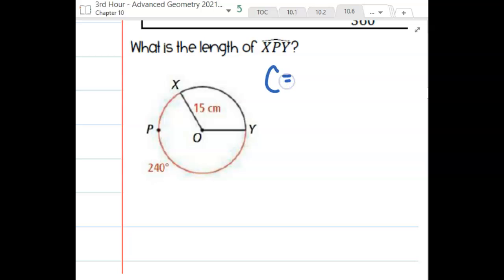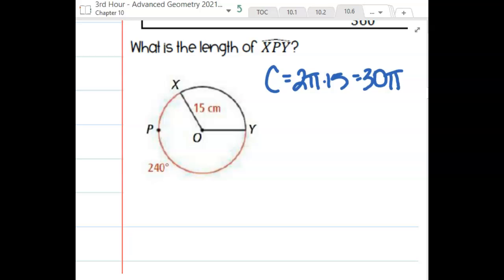So to find circumference, you can either take pi times diameter, or in this case, since I have the radius, we're going to do 2 pi r. So 2 pi times 15, which is going to be 30 pi. So if I was going all the way around the circle, it'd be 30 pi. Okay, but I'm not going all the way around the circle. I don't want all of the circle.